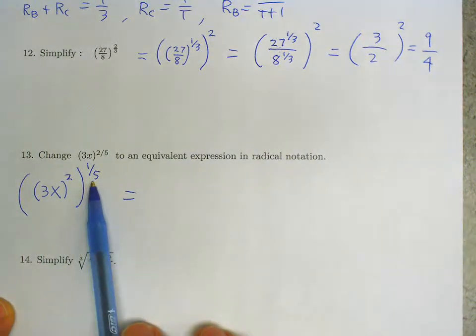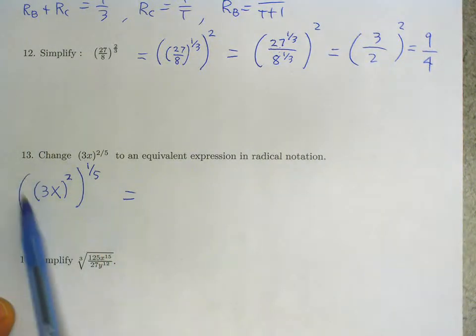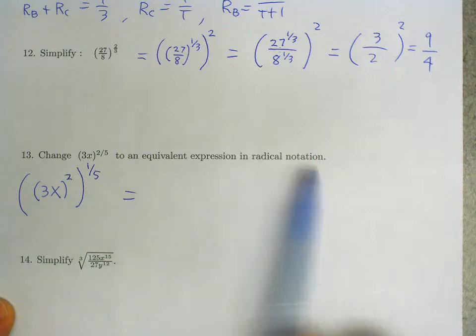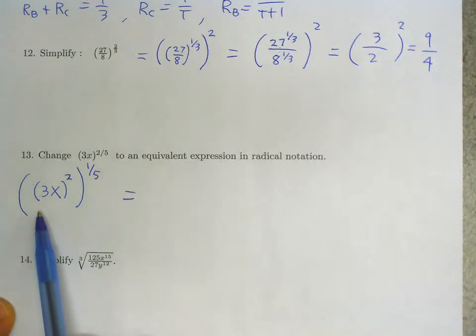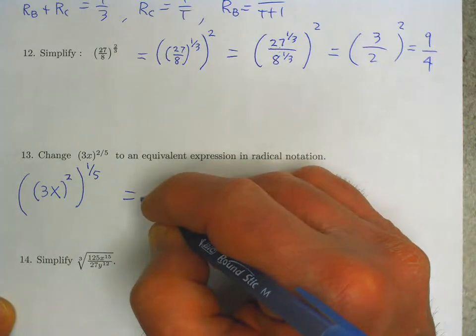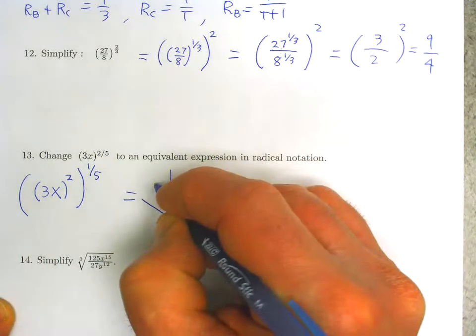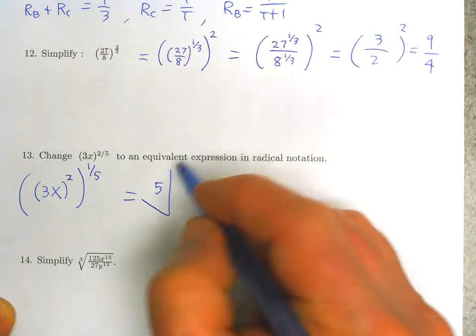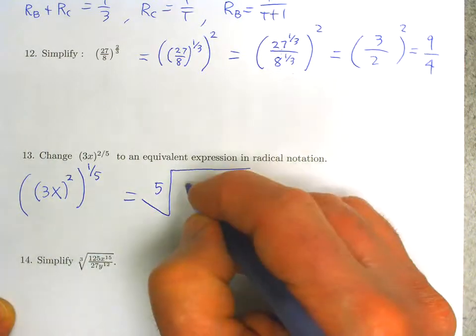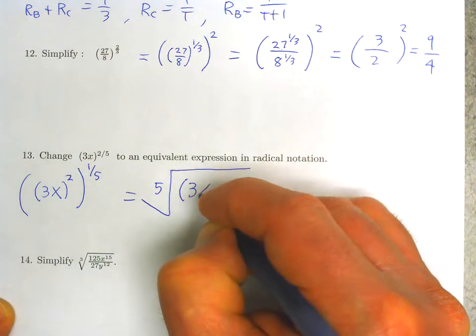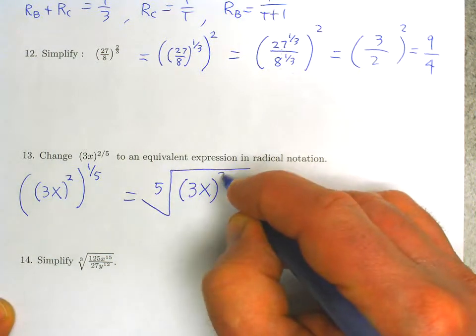I'm writing it this way because I want to convert to a radical with index 5. So if you raise something to the 1/5 and you want to write it in radical notation, then you write the radical with the index 5, and then put whatever else is inside the radical. This time it's the term (3x)^2.